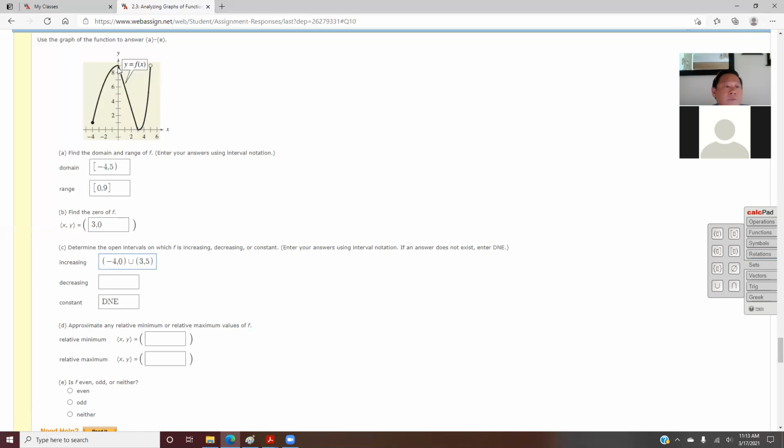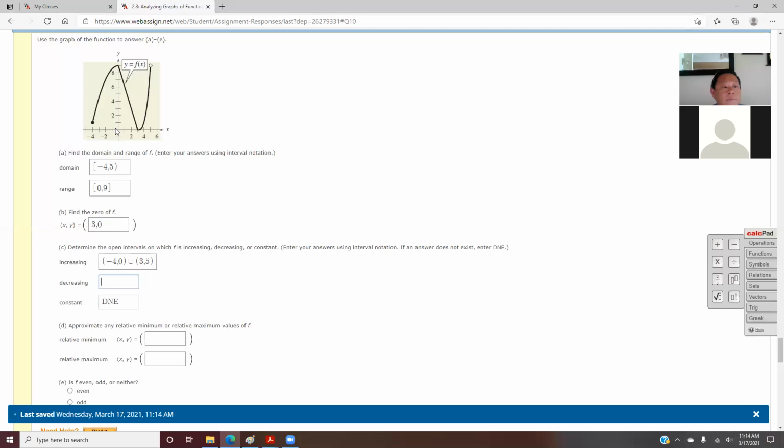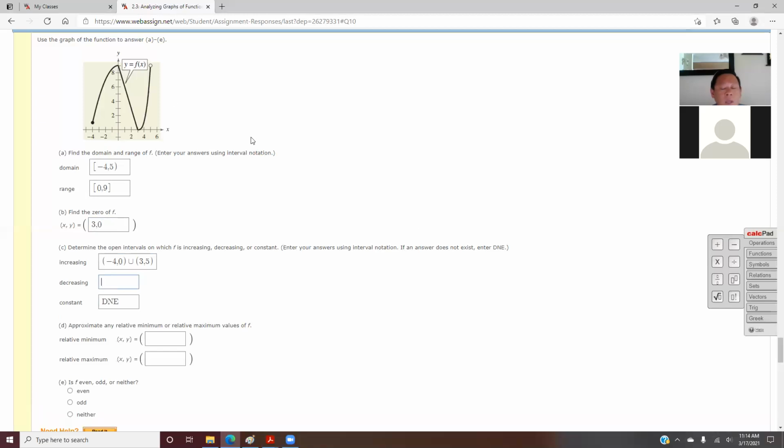Decreasing is just from here to here, right? This is a decrease. So what is the domain for this case? Wait, hold up. Where do you find the union sign? Right under set, and then the U symbol here. And for decreasing, what you have is from 0 to 3. So this is the decreasing interval in this case. Okay. All right.